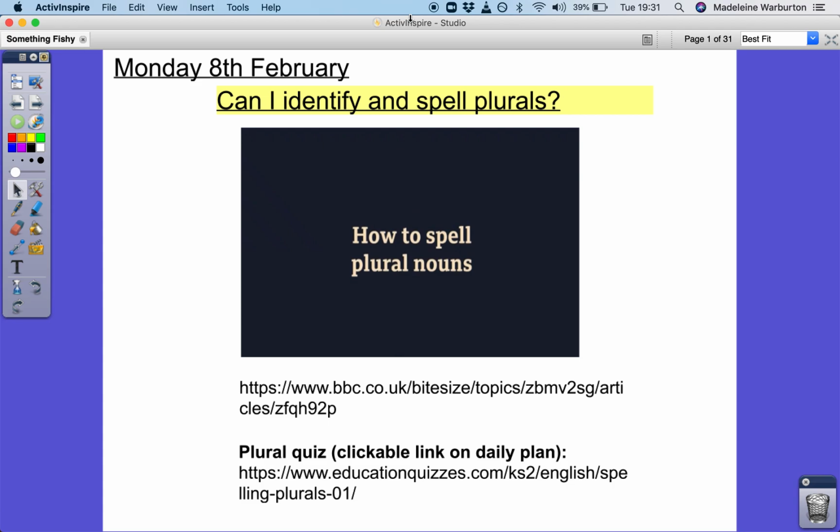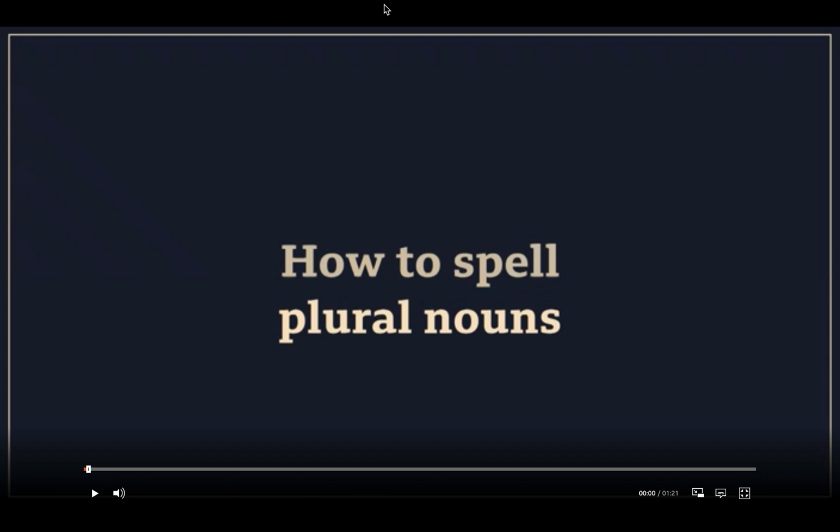Our grammar focus at the beginning of our English sessions this week is going to be plurals. Can you remember what a plural is? Take a minute to think about it. Remember that a plural is when you have more than one. So I have one cat, but I have lots of cats. Can you think of any other plurals? You may have thought about one person and lots of people. Let's just watch a short video to try and jog our memory.